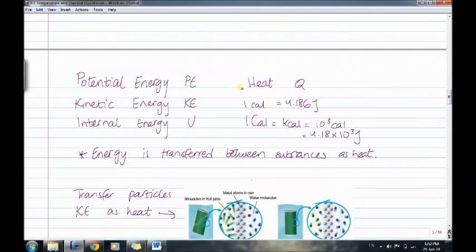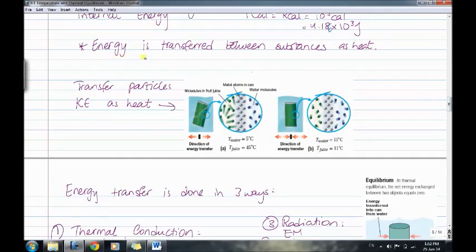Now, the symbols for each one of the energies. Potential energy is PE, kinetic energy is KE, internal energy is U, heat is Q, and 1 small cal equals 4.186 joules, and 1 big cal equals 1 kcal, equals 10 to the power of 3 cal, which is 4.186 times 10 to the power of 3 joules. Energy is transferred between substances as heat.